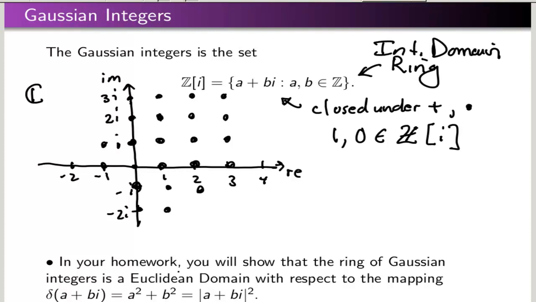So in your homework, you're going to show that it's a Euclidean domain with respect to the mapping delta of a plus bi is the square of the absolute value. So plainly, this is a mapping from the Gaussian integers into the non-negative integers. Yeah, so if a and b are integers, this is going to be a non-negative integer. And so you're going to have to verify that the division algorithm holds for this mapping.